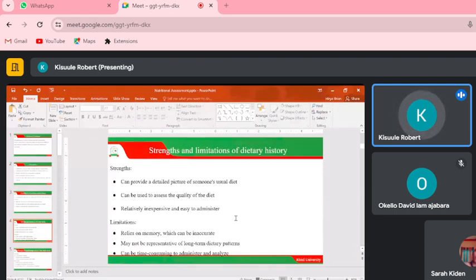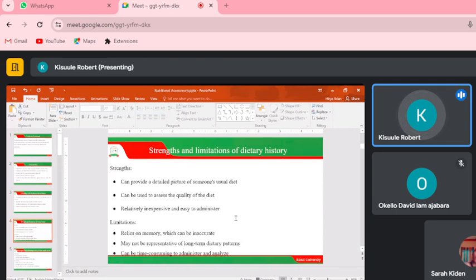And also, we are saying it can be used to assess the quality of the diet. Most of these questionnaires have those things, the condiments, oils. It will have the different foods from the different food groups, and it will show whether the person has balanced the foods, whether a person is taking fruits and vegetables, whether a person is eating whole wheat, whether a person is eating highly refined foods, etc.